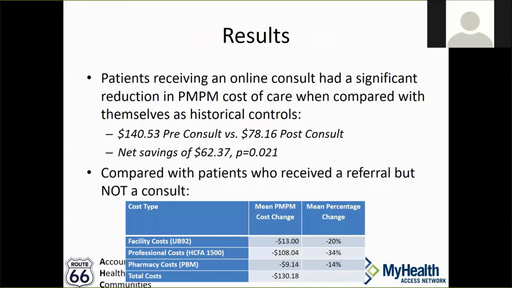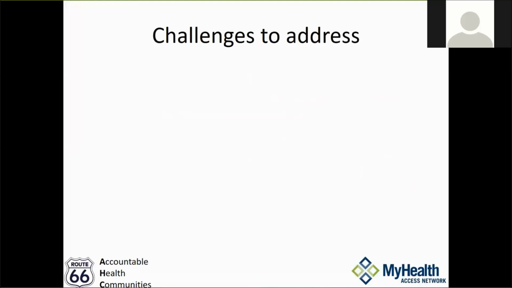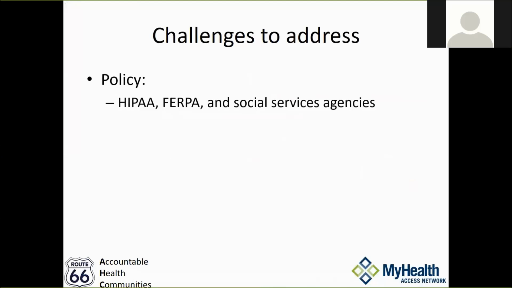the referral happened. What we showed was that, in the healthcare world, $130 per patient per month in savings was generated by having those electronic consultations, so that the navigator could triage and work out a plan across several agencies at once. So the challenges to address in this space: HIPAA, FERPA, and social service agencies all have different data use needs and data visibility permissions.